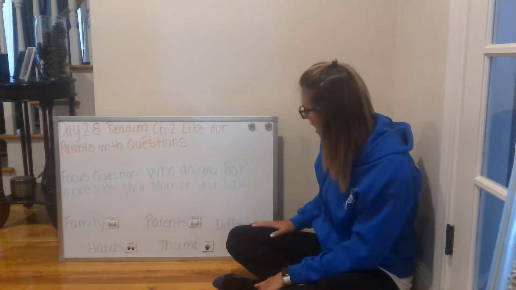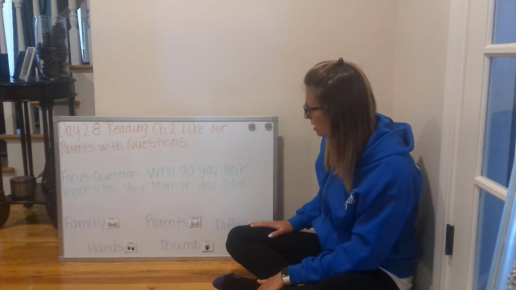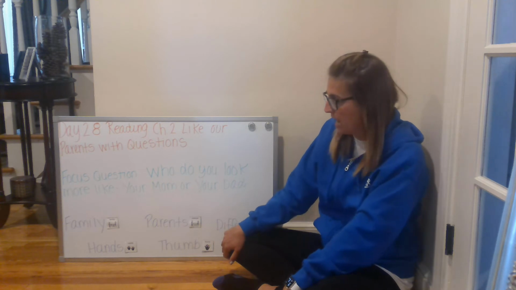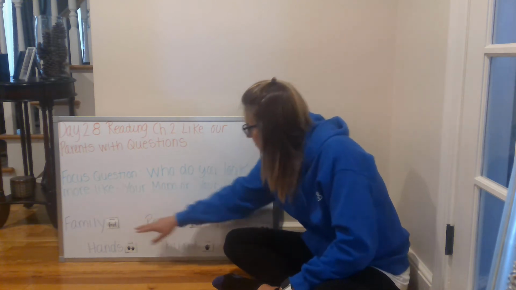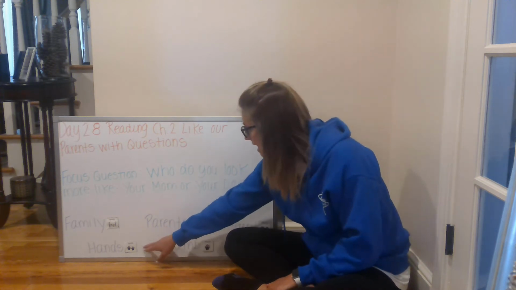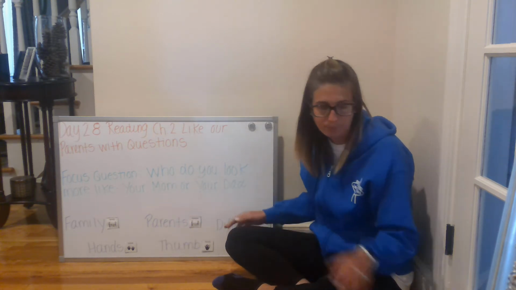Today we have 5 vocabulary words that we're going to be talking about. As I say each of the vocab words, you can repeat back after me. We have family, parents, different, hands, and thumb.